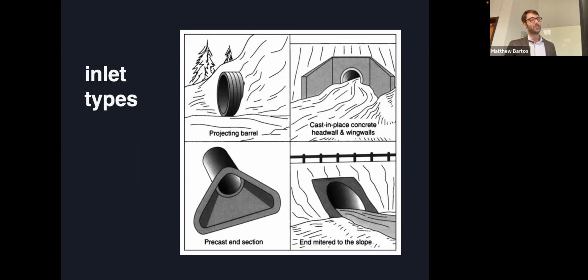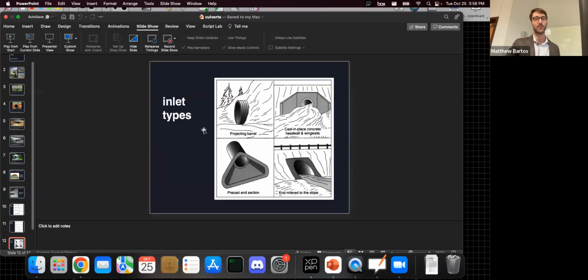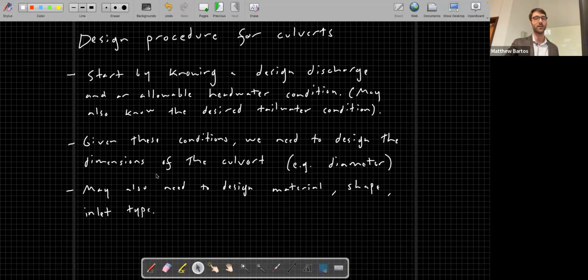And then in the bottom right, there's also an important case to note, which is a culvert with the end mitered to the slope. The equations for the hydraulics for this particular case will be a bit different, especially for the case of inlet control. So those are just different culvert inlet types that affect the ultimate design equations that we might use.